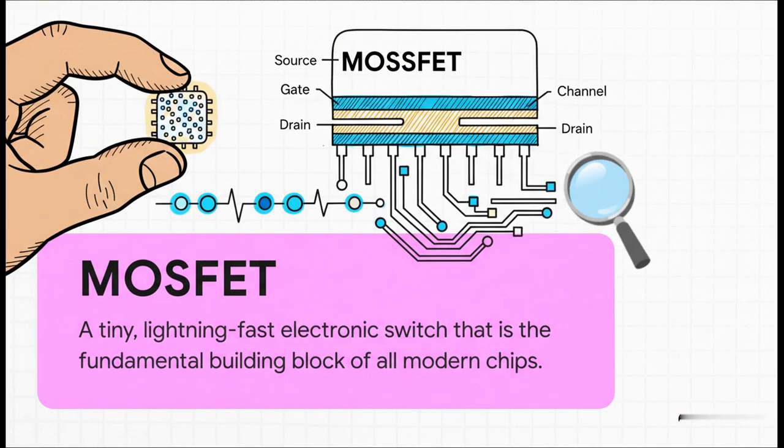Meet the MOSFET. The easiest way to think about it is like a simple light switch. But this is a light switch so incredibly tiny, you could cram billions of them onto the tip of your finger. And here's the crazy part. Instead of you flipping it, it can flip itself on and off billions of times every single second. Those flips create the ones and zeros that are the basic language of all computers.